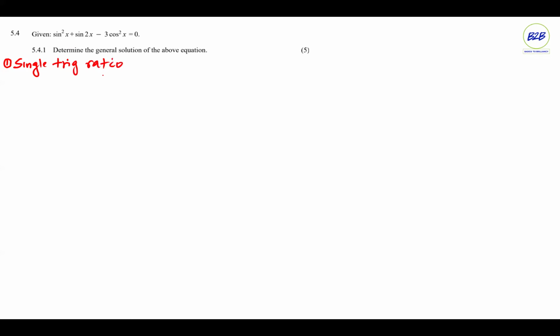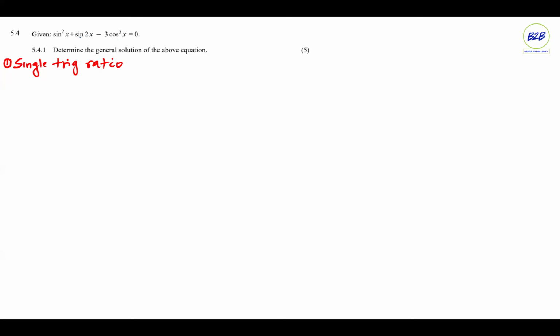Right? We must strive for a single trig ratio. All right, let's go. We have sine squared x, we have sine 2x, we have cos 2x. This 2x here is a problem. We must make these angles the same. Let's begin there. So how are we going to change this 2x into x?